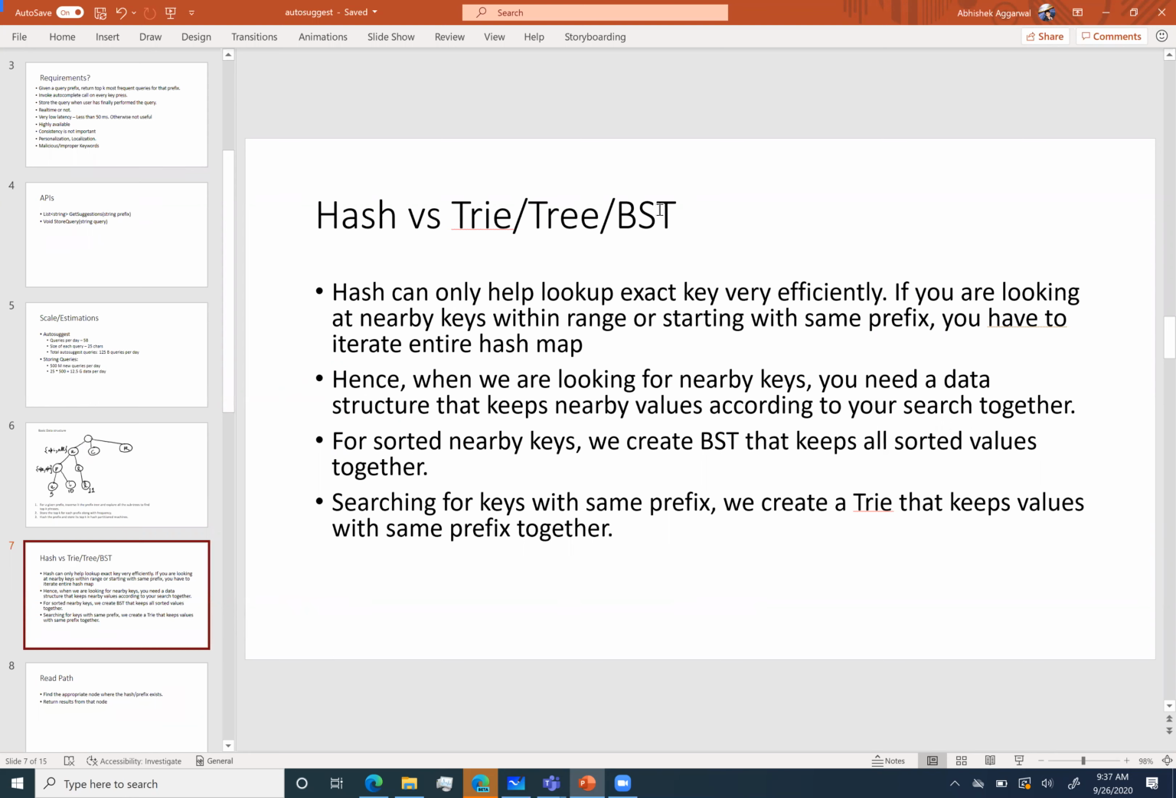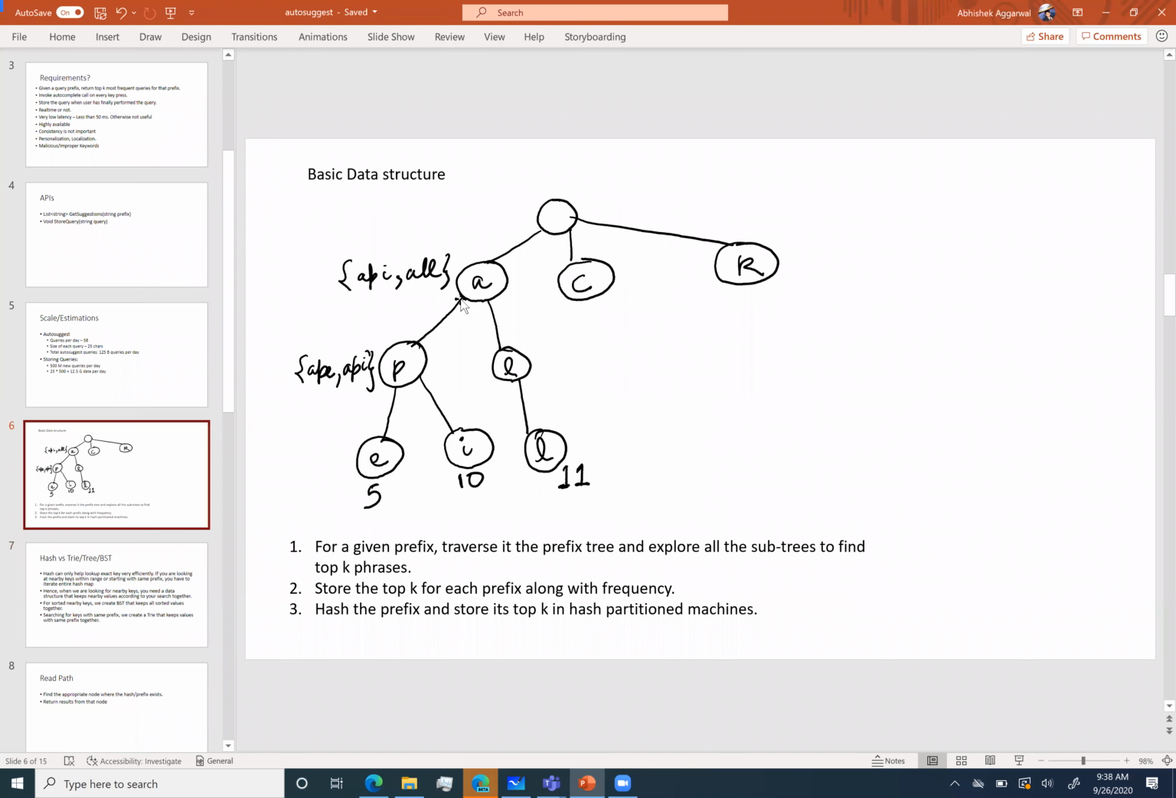So basically hash maps are really good for exact lookup. If I know that exact key, I can get the value of that key in big O of one time, right? But the problem with hash maps is if you're looking for a range, or for some nearby values to that key, you can't. So in this prefix case, you don't know what your exact key is. You just know that my key starts with A, but you don't know what those sentences are, right?